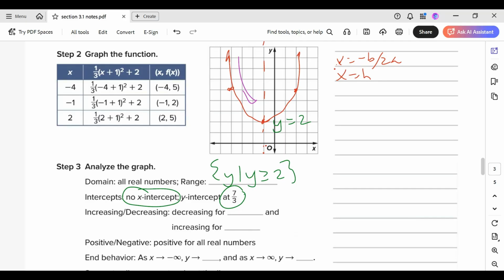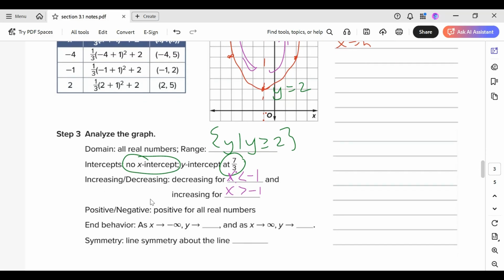So it means when x is less than -1 is when we are decreasing. We are increasing when x is greater than -1. Now, it's asking about positive and negative pieces. We don't have any negative pieces. We are all positive in this instance because we're above the x-axis.